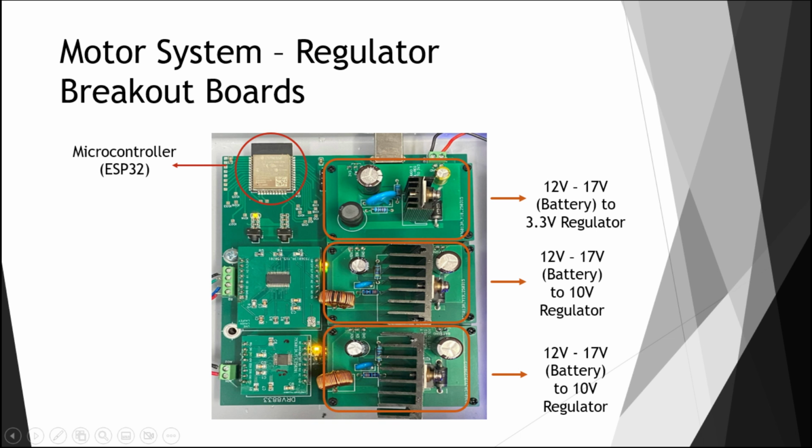Highlighted here are the 3 regulator breakout boards. For the 3 regulator input voltages, they are all connected to the battery, which ranges from 12 volts at minimum charge to 17 volts at full charge. The bottom right regulator is a 10-volt regulator that is used to power the DC motor. The middle regulator is also a 10-volt regulator, but it's used for powering the stepper motor. The top right regulator is a 3.3-volt regulator that is used to power the ESP32 and its peripherals.